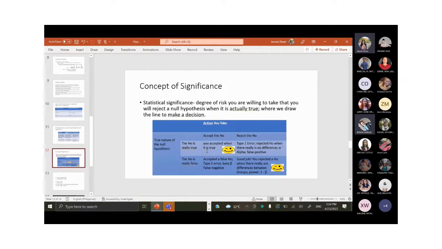However, if the null hypothesis is really true, and you have rejected the null hypothesis, then you are committing what we call type 1 error. We have rejected the null hypothesis when there really is no difference. And that is what we call alpha.